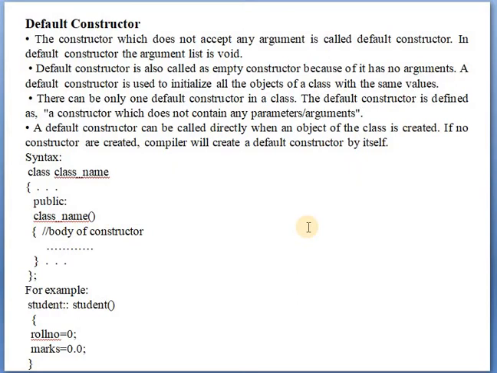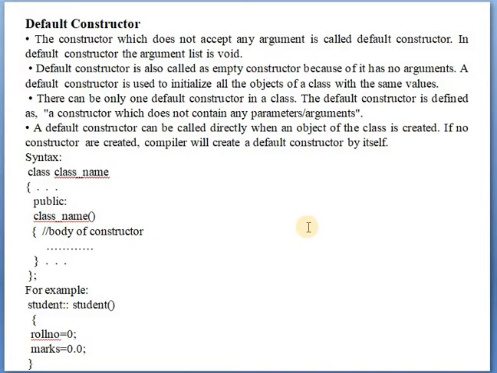There can be only one default constructor in a class. The default constructor is defined as a constructor which does not contain any parameter or argument. We cannot create multiple default constructors because this constructor doesn't have any arguments, and if we write multiple default constructors, the compiler will give us an error.